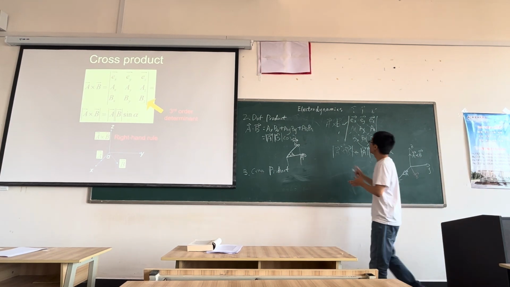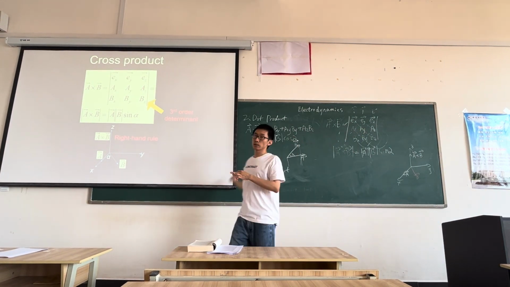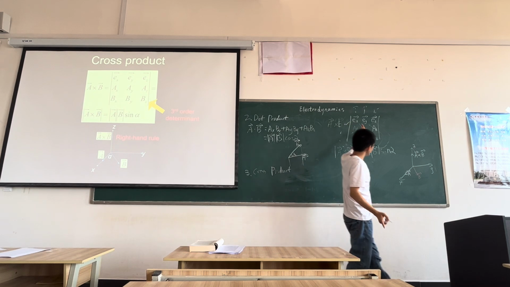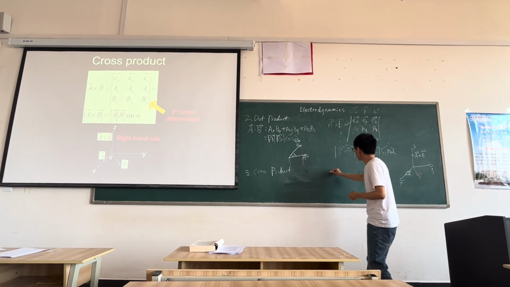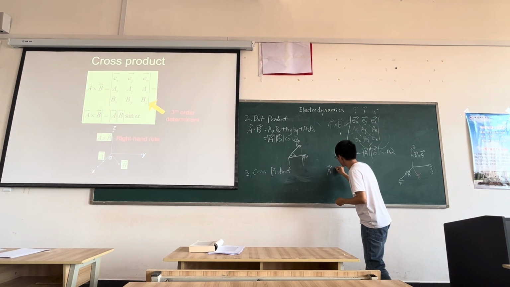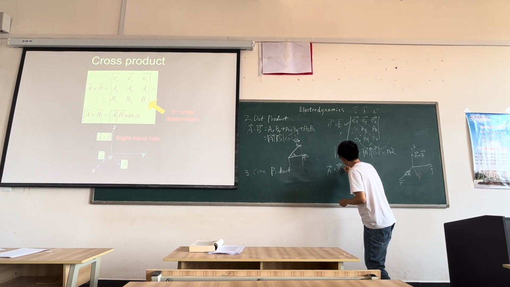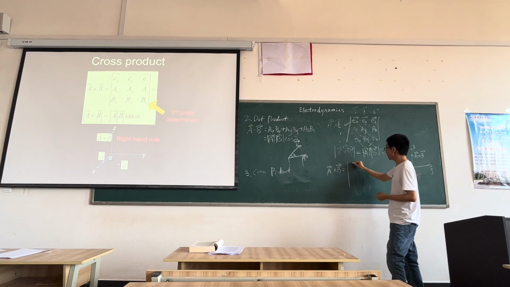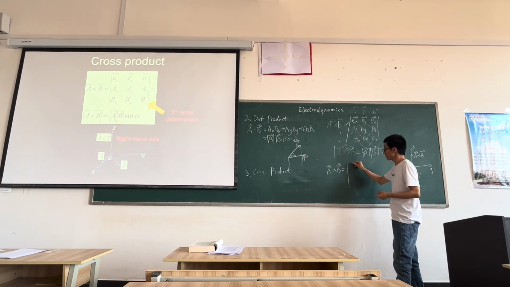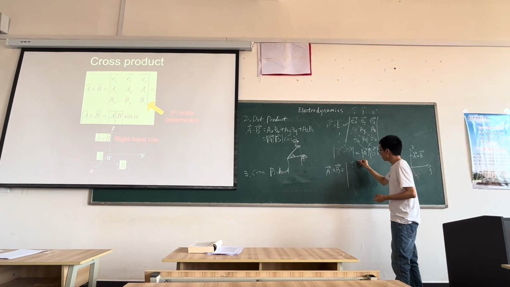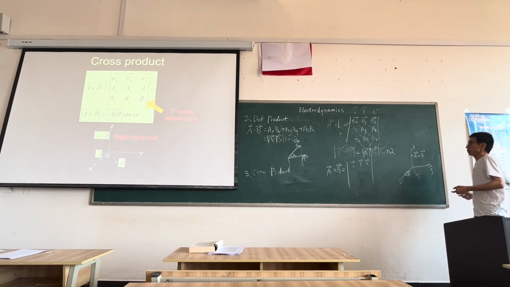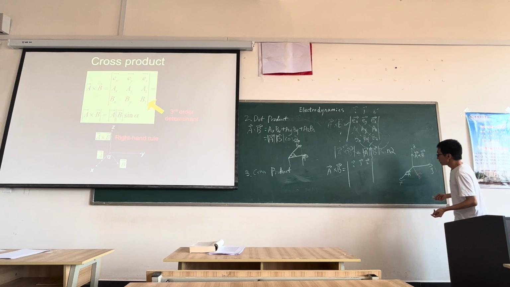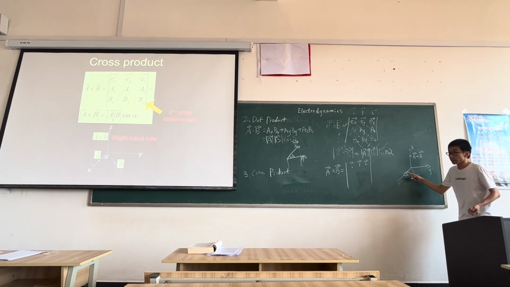Now let's have a look. We have this definition of A cross B, and now let's expand it. Let's write A cross B. First, we know ex, ey, ez, or i, j, k. It's easier to write i, j, k, otherwise ex, ey, ez is more complicated.